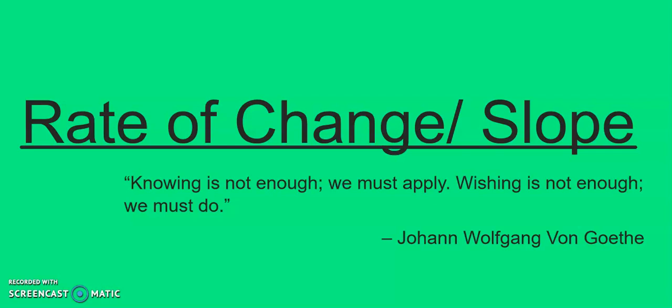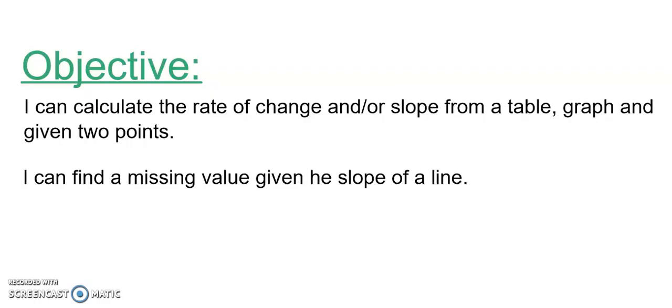Today, we will be learning about finding the rate of change and or slope. Our objectives are: I can calculate the rate of change and or slope from a table, graph, and given 2 points. Also, I can find a missing value given the slope of a line.